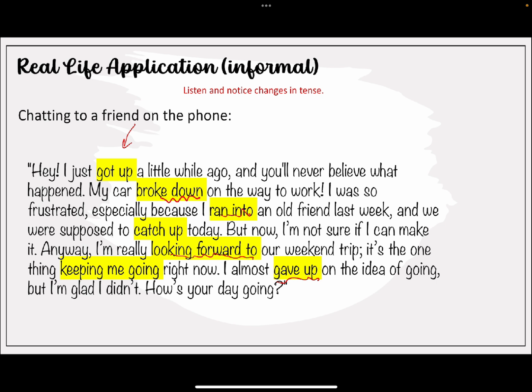I also included 2 more, which is catch up. We were supposed to catch up today. That means meet a friend and talk about what's been going on with you recently. You're going to catch up and tell them about your life. It's the one thing keeping me going right now. Keeping me going. That means it's the one thing giving you the energy to go through your day today. It's the one thing that's giving you positivity right now.